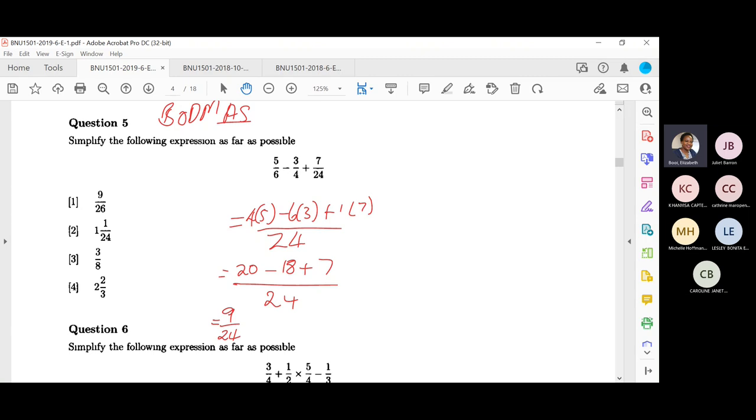Is there a number that can divide into 9 and also divide into 24? Three can go into 9 and it can also go into 24, right? Three goes 3 times into 9 and it goes 8 times into 24. And the answer will be option 3. You see how easy it is to solve fractions. Very easy. Are there any questions?